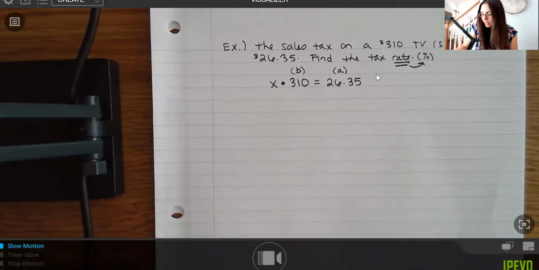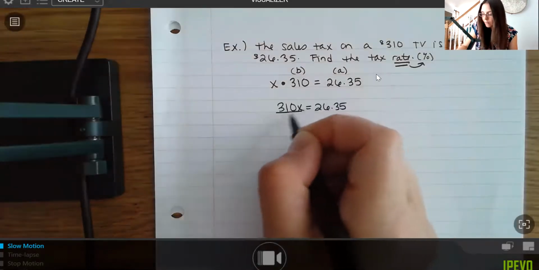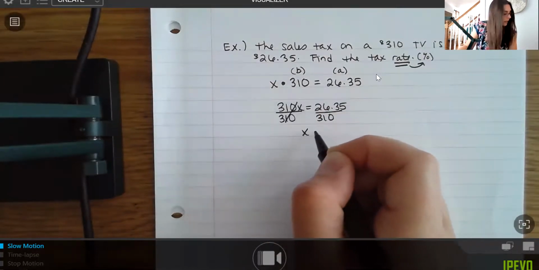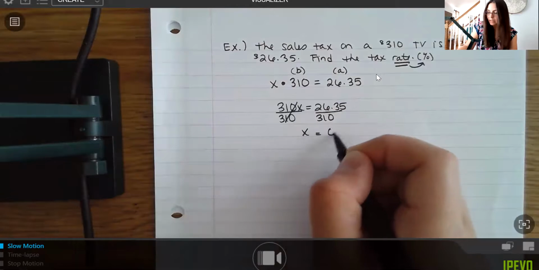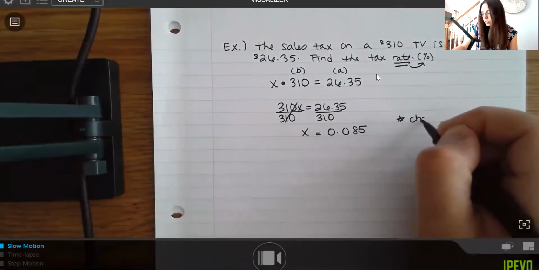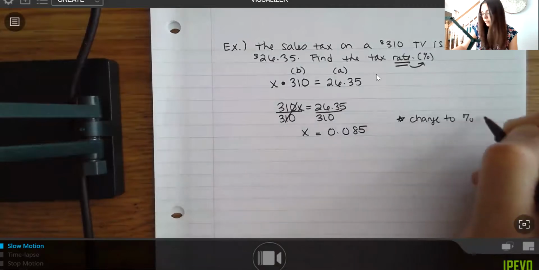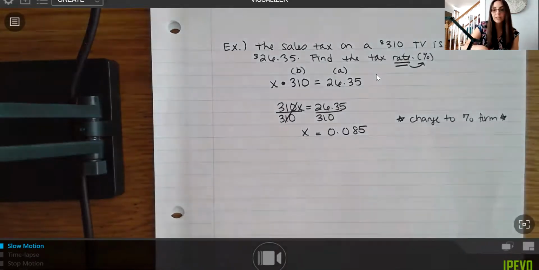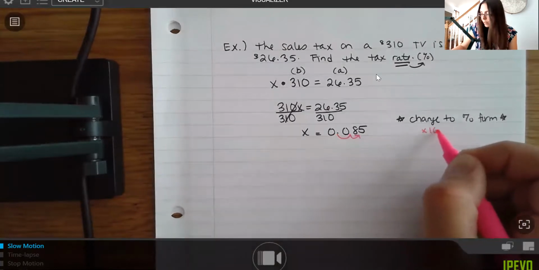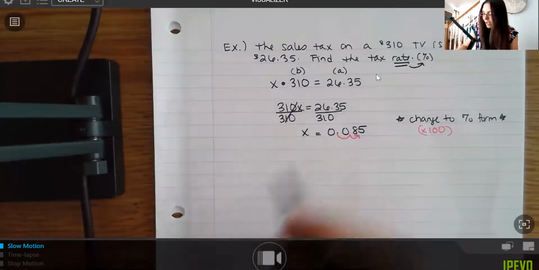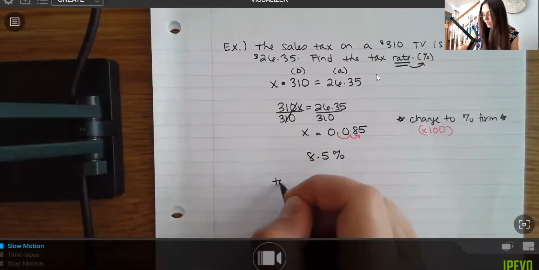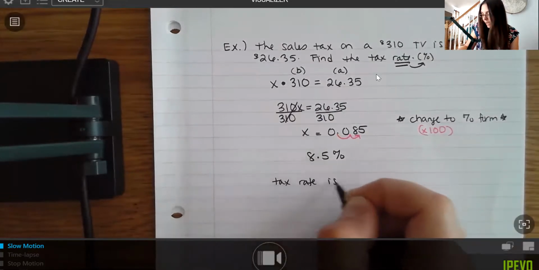I'm just going to rearrange this to make it a little bit easier for myself. So I'm going to solve this by dividing both sides by 310. And when I do that, I get 0.085. Remember, you still have to change to percent form whenever you're solving for a percent or a rate. To do that, we move 2 spots to the right, which is multiplying by 100. So I have 8.5, and now I add in my percent. So my tax rate is 8.5%.